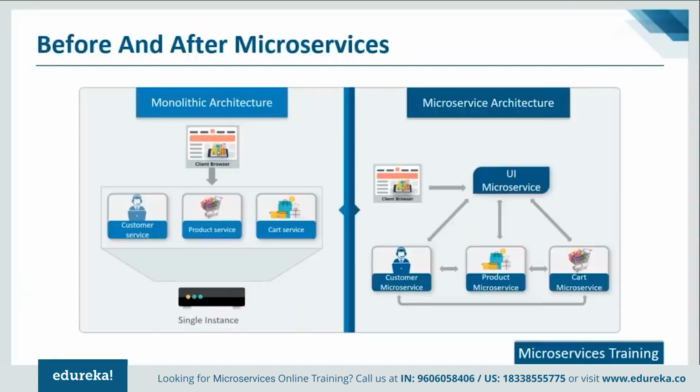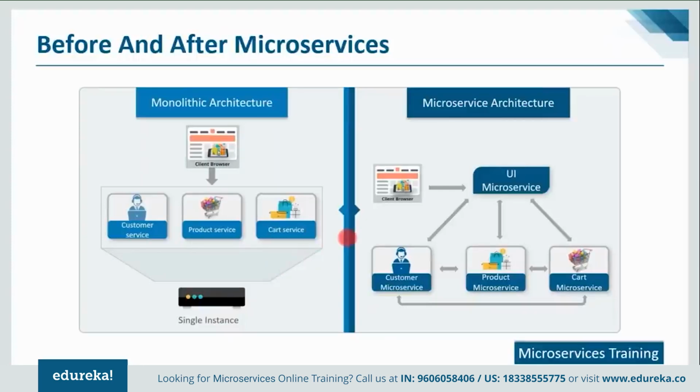Basically, we're going to find out the differences between the microservices and the monolithic architecture. So let's begin, guys. Let's take the classic example of an e-commerce website. From the diagram, we can observe that in the monolithic architecture, we have all the features running under the same instance. For example, we have customer service, product service, and cart service. All of these are running on a single instance and sharing a common database. This is a typical example of a monolithic architecture.